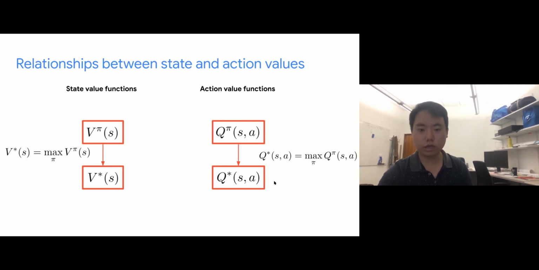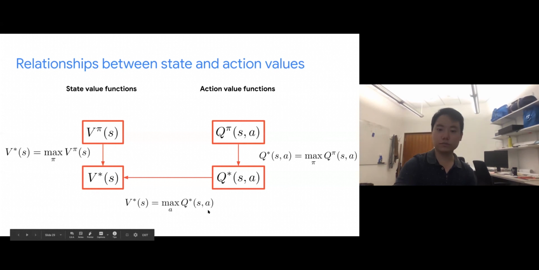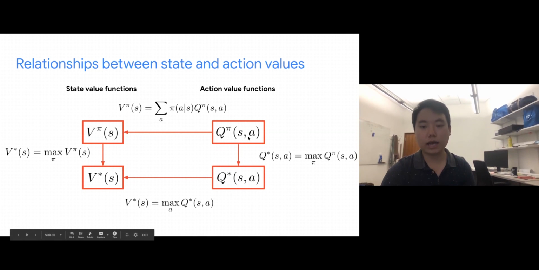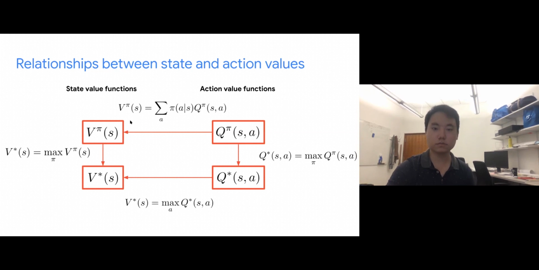And what you can also do is interchange between your V stars and your V's and your Q's. To go from your Q stars, I can take the best action, and that will give me my V stars. And if I have a Q(S, A) for a particular policy pi, I can take an expectation over this policy. That would sum over all possible actions weighted by the probability of taking that action to get my state value function for that policy. So all these are interchangeable.